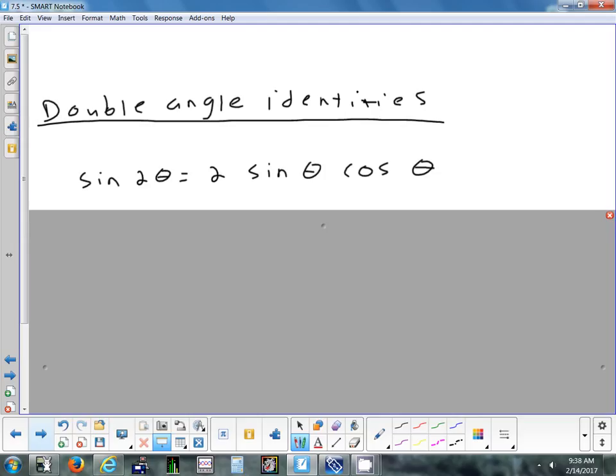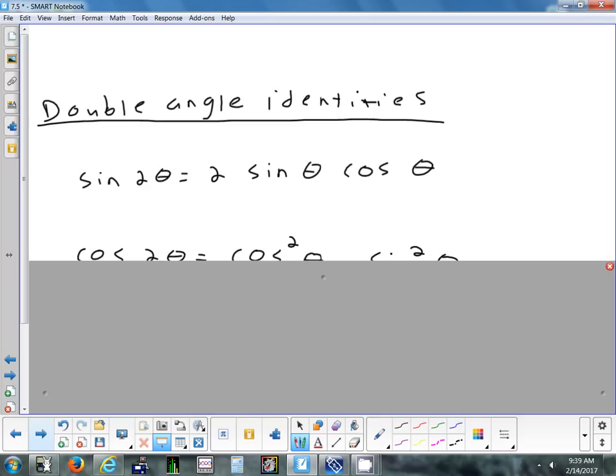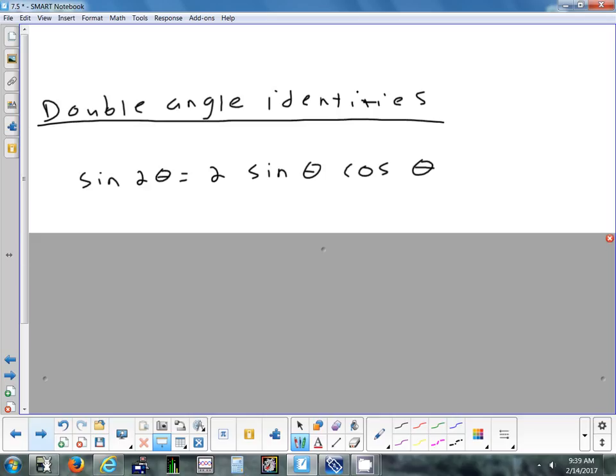Okay, and that's called a double angle identity. Double angle means that there's a double or 2 in front of the angle. So the whole goal with a double angle identity is to take having a 2 in front of the angle and rewrite it so that there's no 2 in front of the angle. It's just an angle by itself. And for sine, that's the only way to do it. It's a very, very common way.